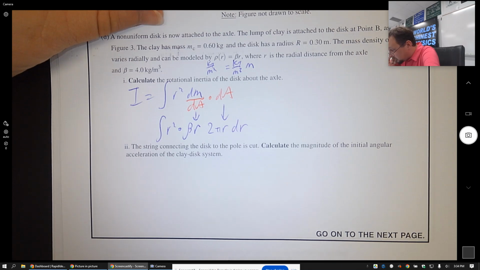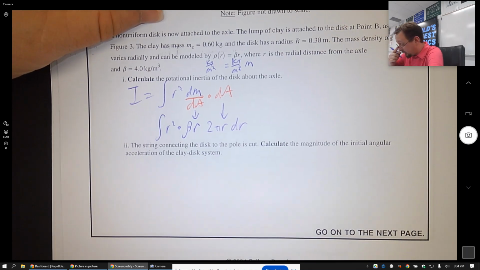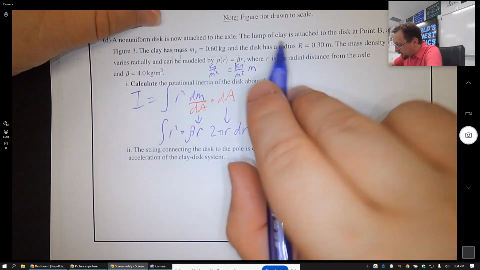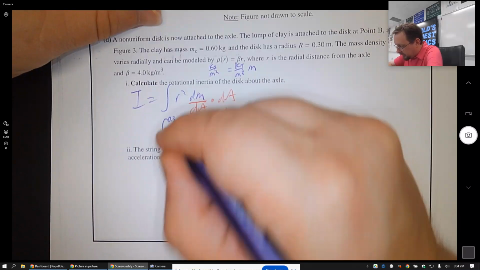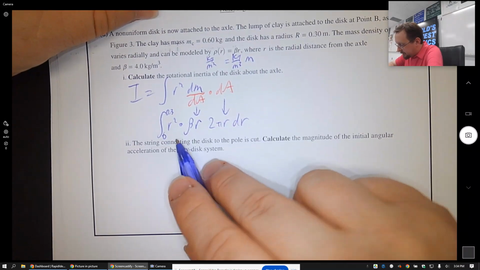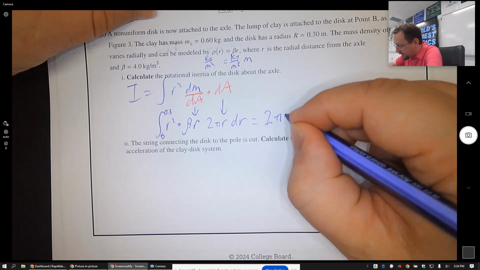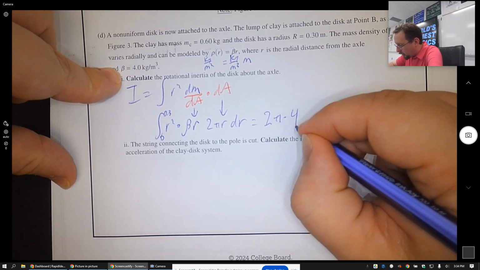I don't know if I like that. I think I do like that. I think I'm going to go with it. Okay, so we're going to integrate from 0 to 0.3. All right? So the 2 and the pi and the beta are going to come out. The beta is 4.